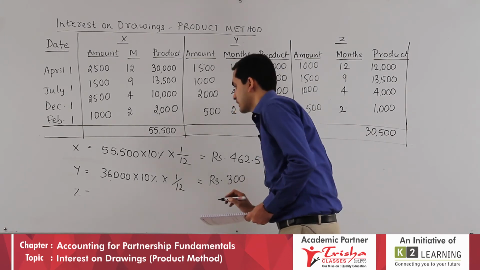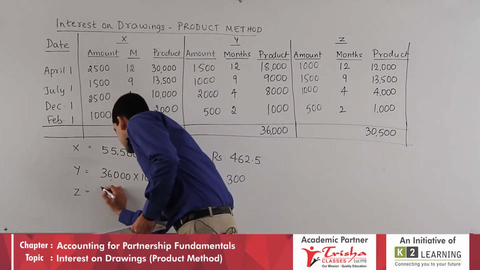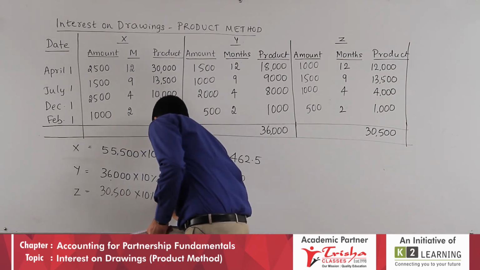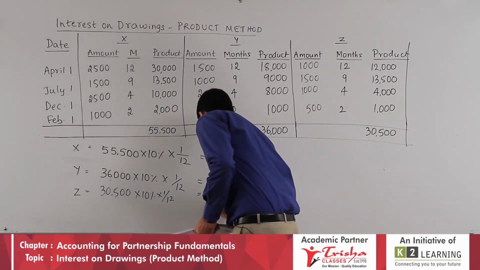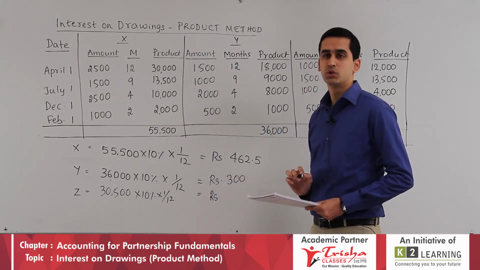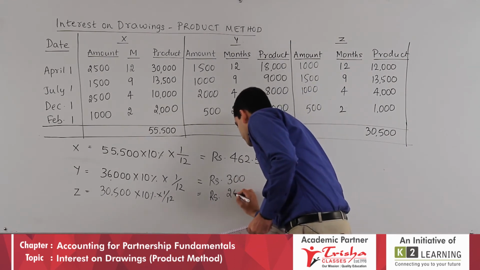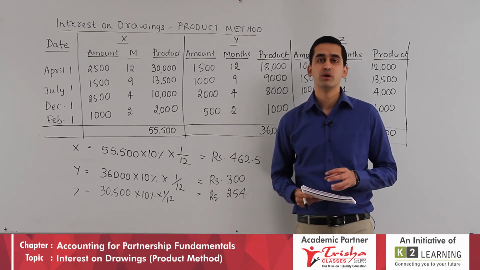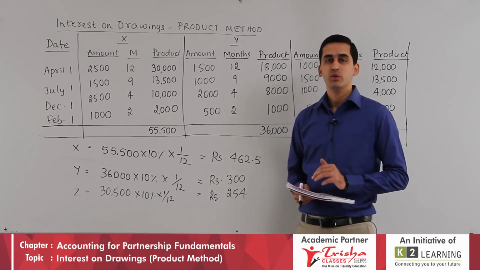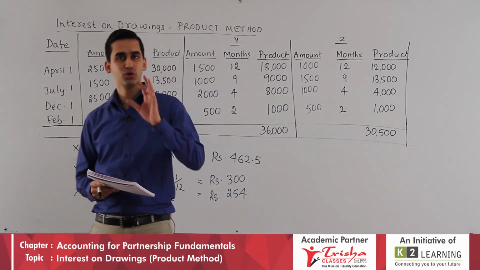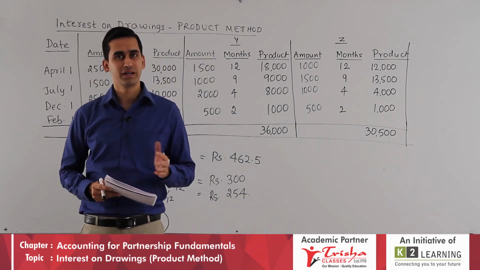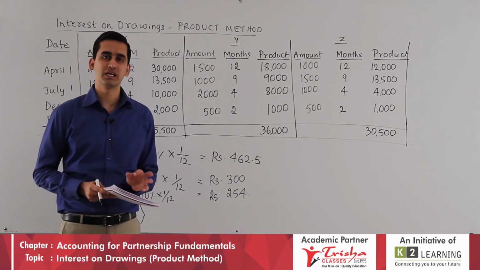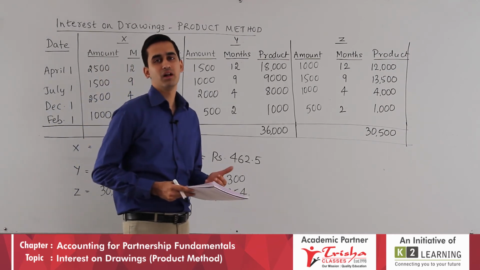Lastly, we have to do the calculation for Mr. Z. 30,500 multiplied by 10% into 1 divided by 12. The amount comes to 254. This is how we calculate interest when more than one partners are given. We can do it in 3 different tables also. Mr. X separately, Y separately and Z separately. As dates and number of months are going to remain same, we can do it in single table also.